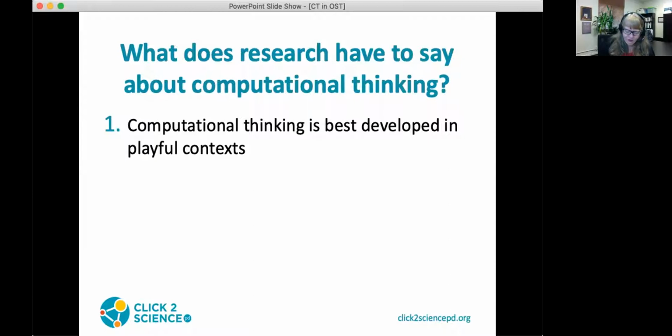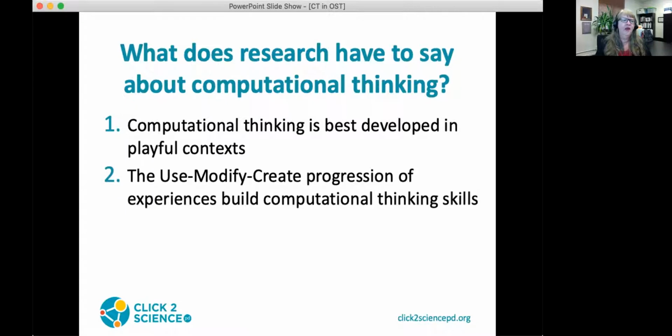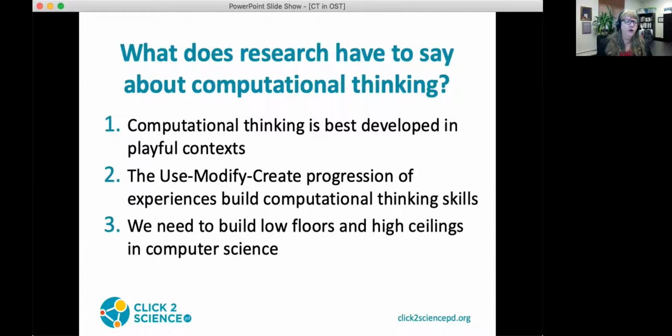And the first is that computational thinking is best developed in playful contexts. And that describes a lot of after-school programs really well. We're also going to look at the use, modify, create progression of experiences that has been shown to build computational thinking skills, and think about how that can fit into what we're doing in our programs. And we're going to talk about what it means to build a low floor and a high ceiling in computer science.